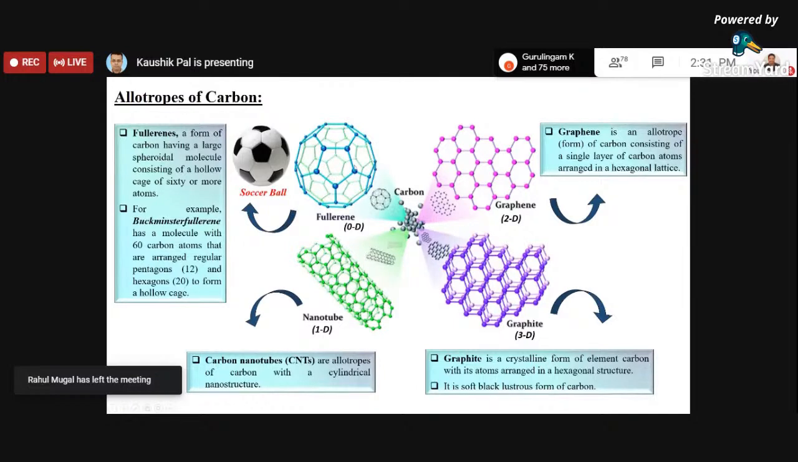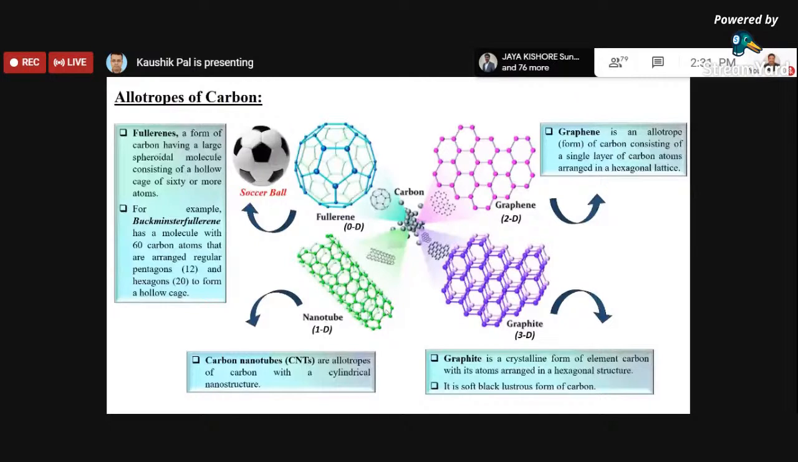So this is the example of Fullerene. If I talk about the nanotubes, nanotubes is nothing but, if I cut this particular football, I can get a sheet. And then if I wrap or roll that particular sheet, it will form the nanotube.